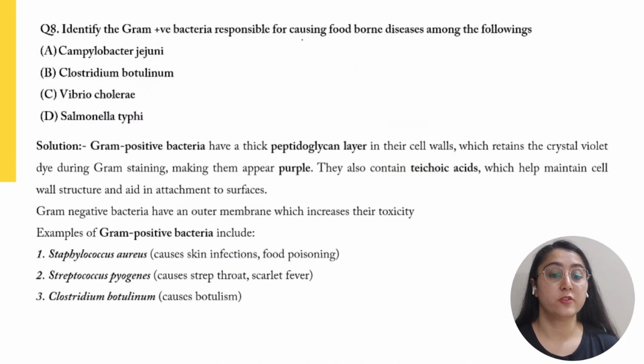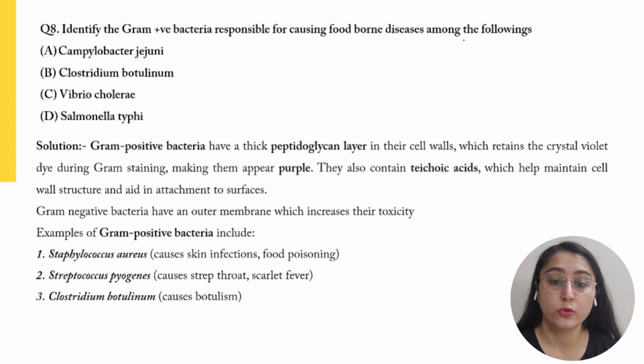Identify the gram-positive bacteria responsible for causing food-borne diseases among the following. So we are given 4 options and we need to identify which one of them is a gram-positive bacteria responsible for causing foodborne illness. So firstly, gram-positive bacteria, what are they? They have a thick peptidoglycan layer and this differentiates them from gram-negative bacteria.